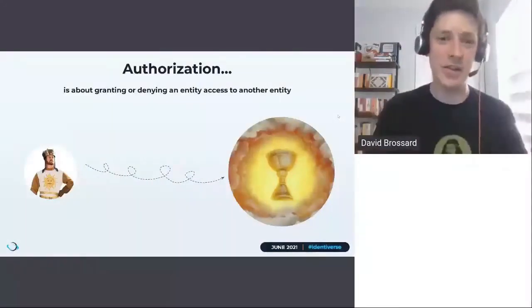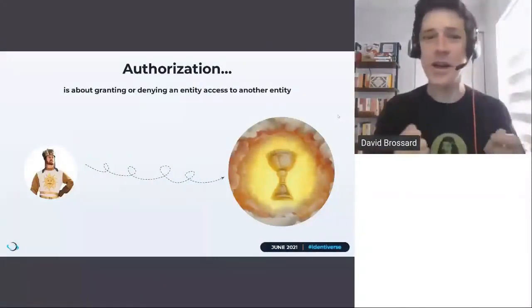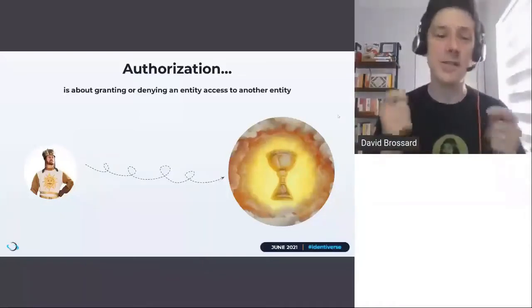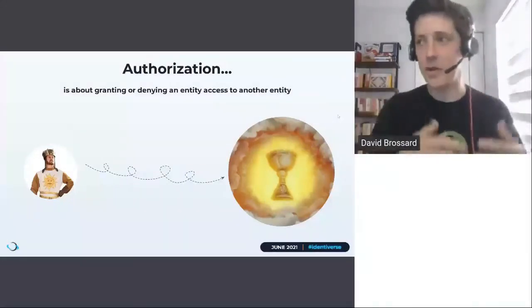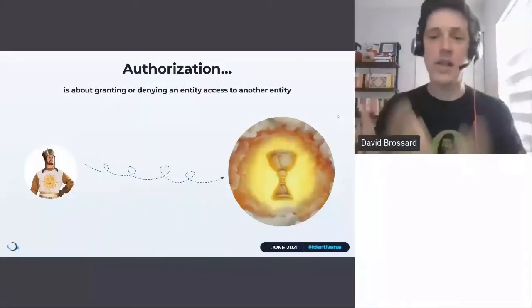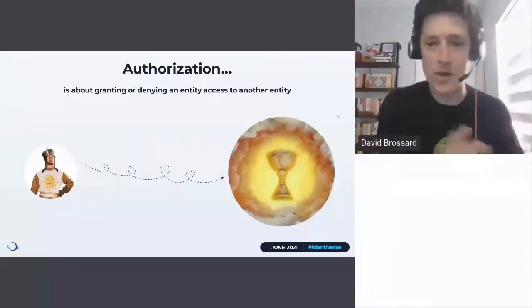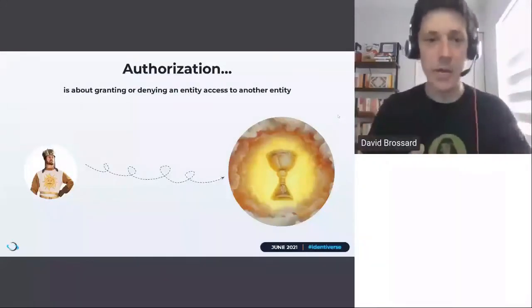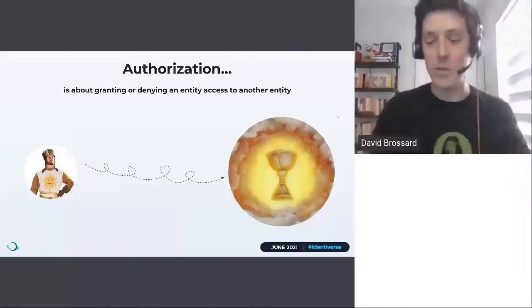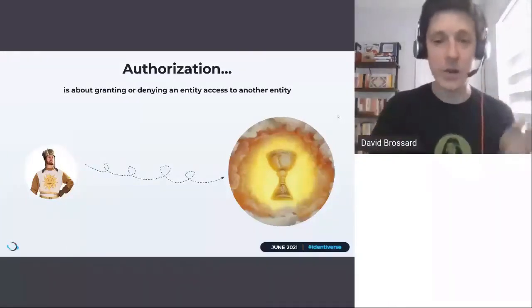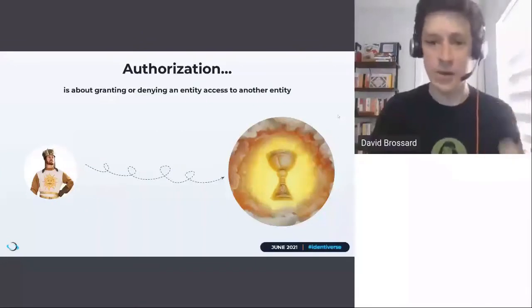Authorization, in a nutshell, is about granting or denying an entity access to another entity. That's possibly the broadest definition, and I'll give another one later and compare it with authentication. So here you have King Arthur on the left, and King Arthur wants to get access to the Grail. So this is his quest to the Holy Grail, and authorization is going to be all those things on the way or in the way that will be preventing him from getting access to the Grail or enabling him to get access to the Grail.